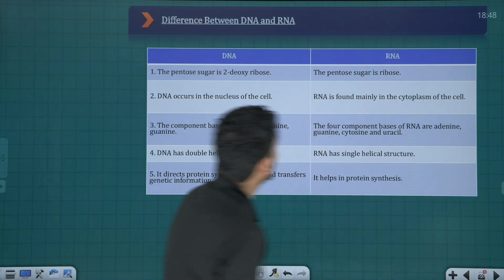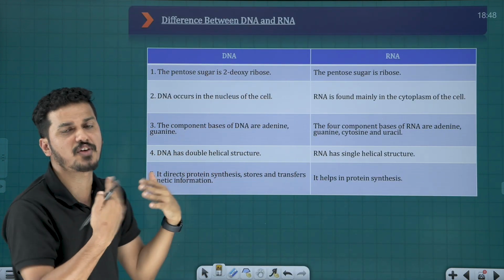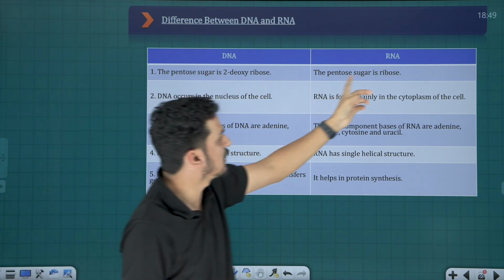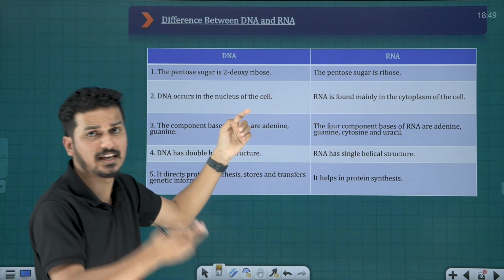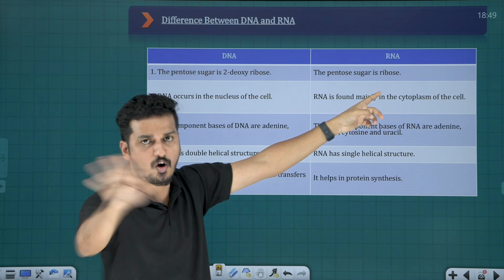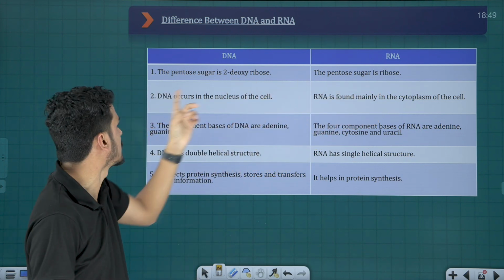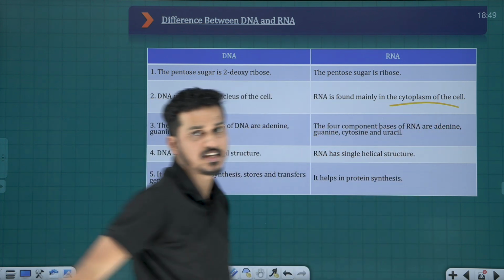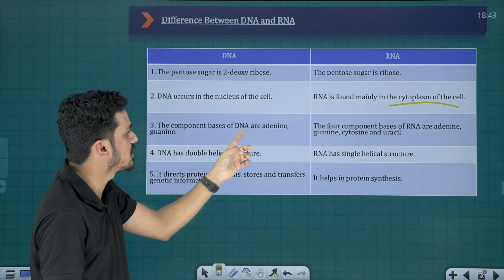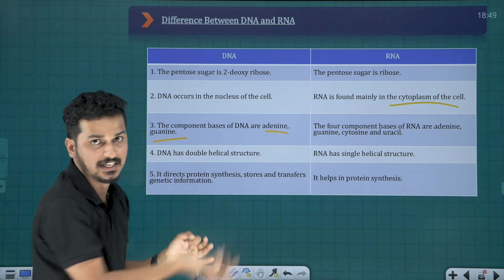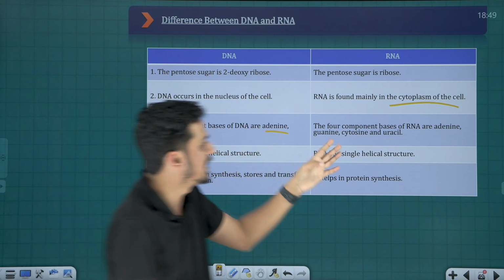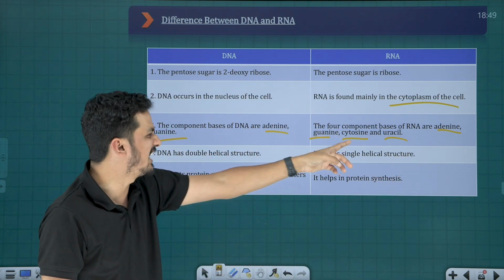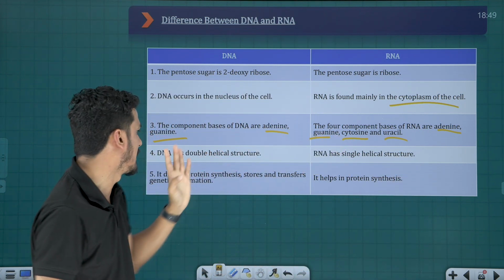Then coming to DNA and RNA, their differences you have to remember. In DNA the pentose sugar is 2-deoxyribose. In RNA the pentose sugar is simply ribose. In ribose, the second carbon oxygen is not there in deoxyribose, that is what is called 2-deoxyribose. DNA occurs in the nucleus of the cell, RNA occurs in the cytoplasm of the cell. The component bases of DNA are adenine, guanine, cytosine and thymine. In RNA they are adenine, guanine, cytosine and uracil. Instead of thymine, uracil will be there. That idea you have to remember.